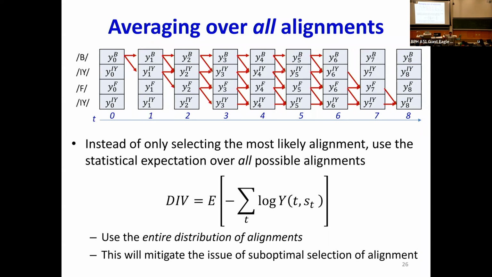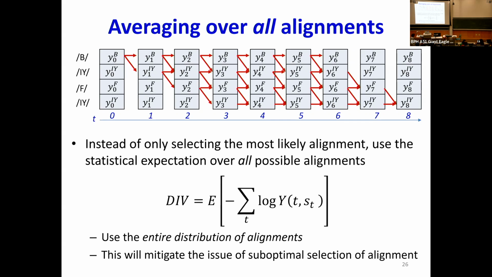Is this equation making sense? What I have in the square bracket is simply the loss associated with any particular alignment, which is the negative of the sum over time of the log probabilities assigned to each symbol in the alignment, right?